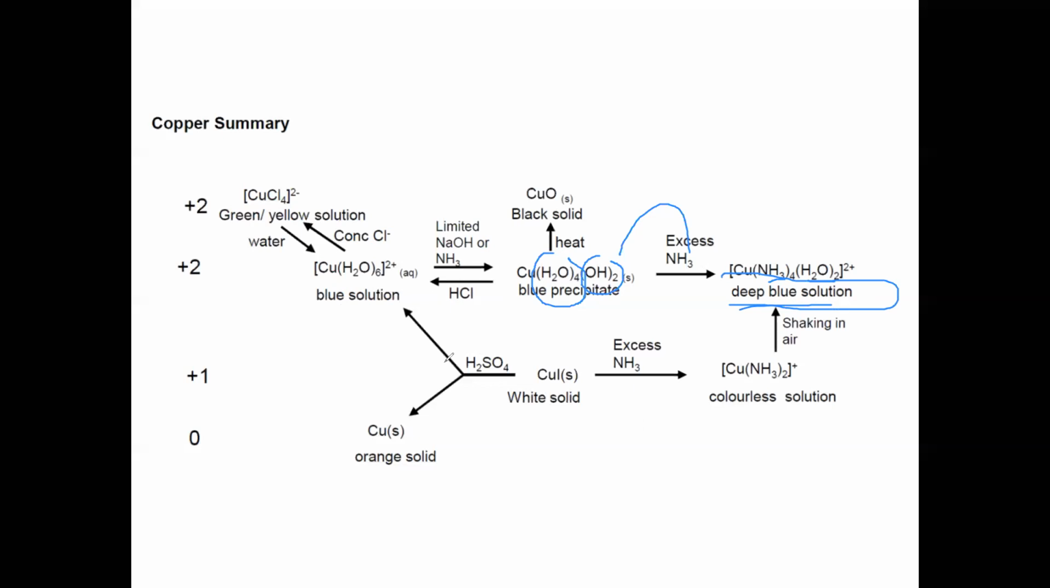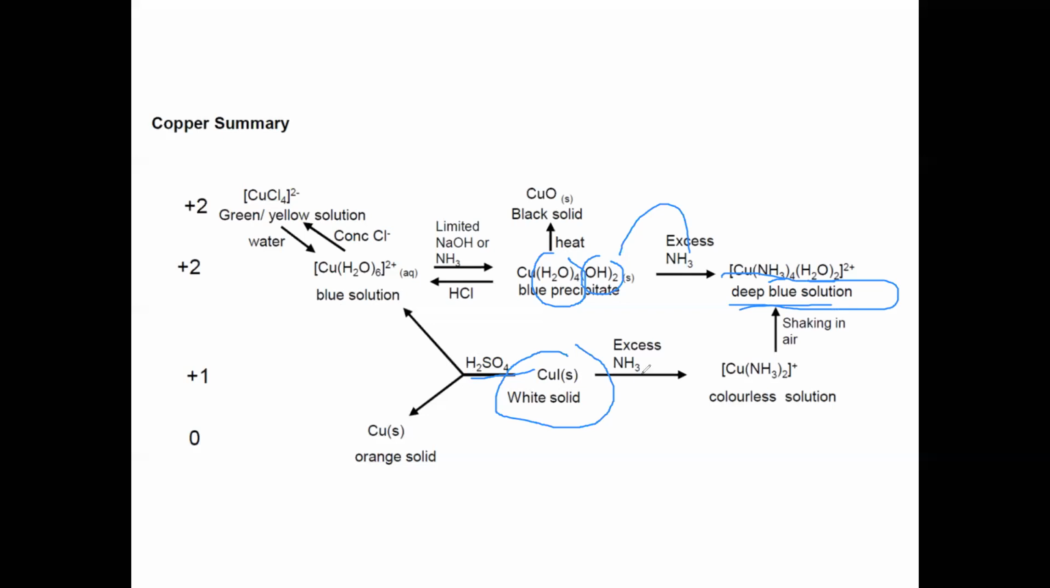And if we have copper 1 iodide, which is a white solid, why is copper 1 iodide a white solid? Because the d orbital is complete, that's why it gives a white solid. If we add sulfuric acid, H2SO4, then it will give copper 2 as well as copper metal. So an orange or brown solid will form and a blue solution will form.